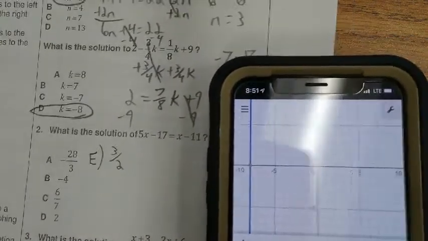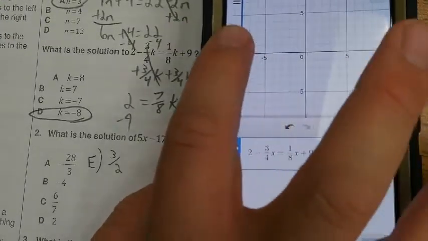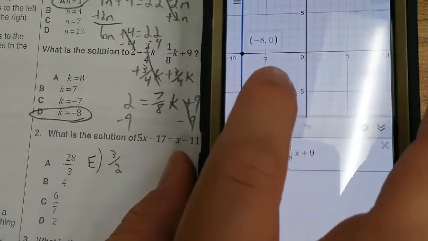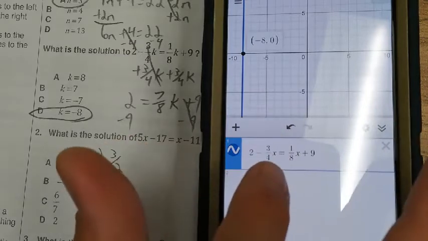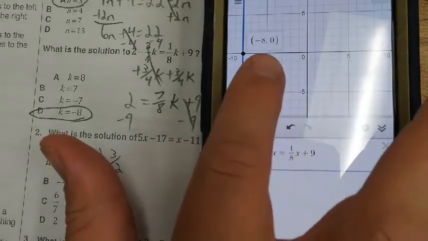You use Desmos instead of just writing it out. On the SOL, yeah. Okay, so once again, whenever you type that in, just change the letters, instead of k's to x's, you get -8.